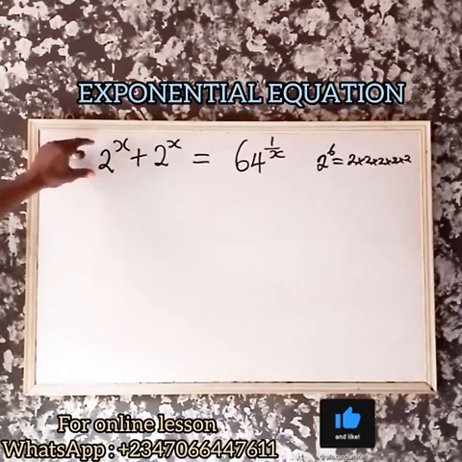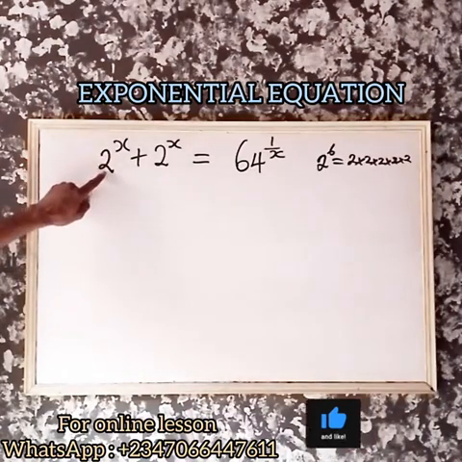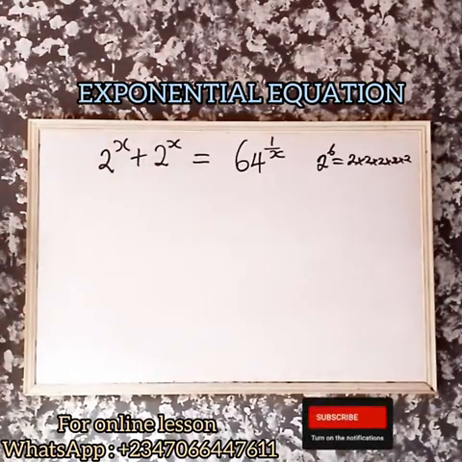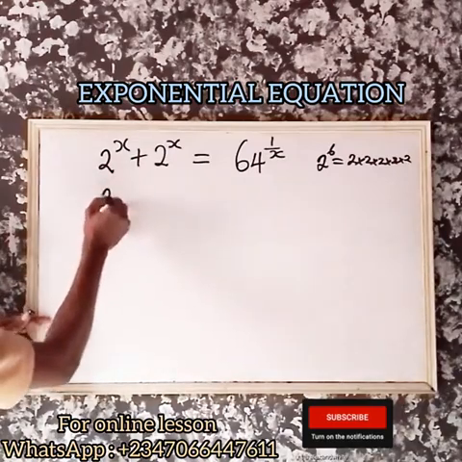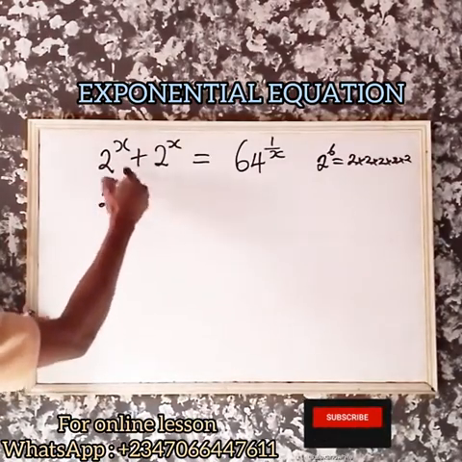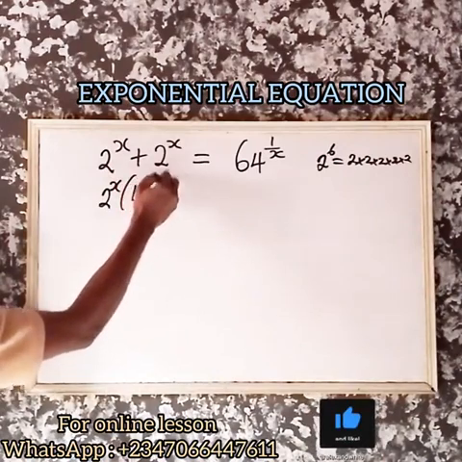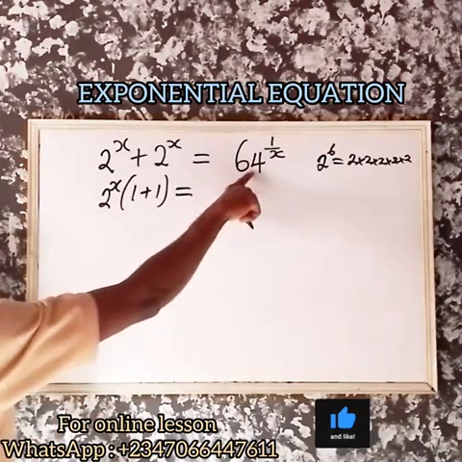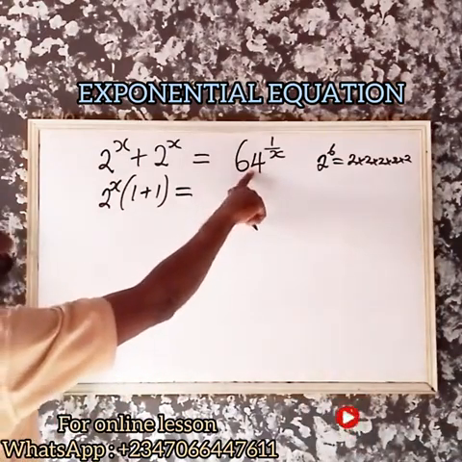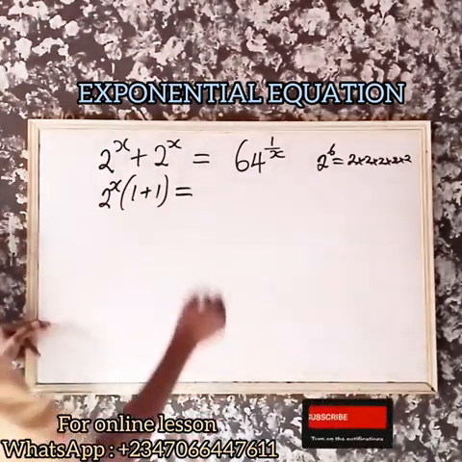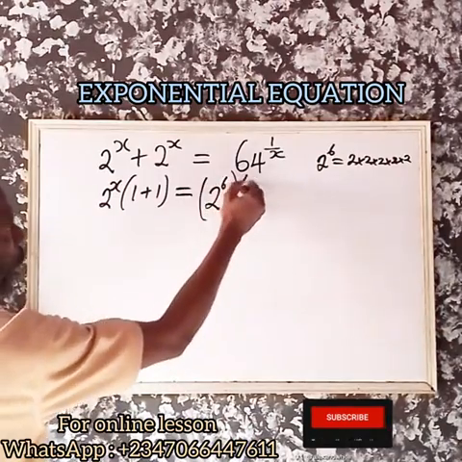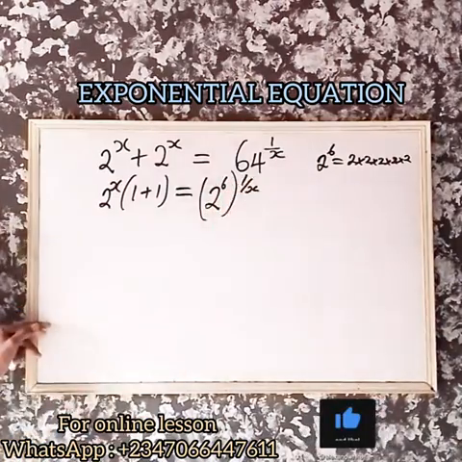Now let us simplify this here. We can factor out the common thing. Look at this, 2 raised to the power x is a common factor here. So if I do so, I can bring out 2 raised to the power x, take it out, have 1 plus 1 inside, then equal to. Let us also represent this 64 by 2 raised to the power 6. So we're going to have 2 raised to the power 6, then we have 1 over x outside.